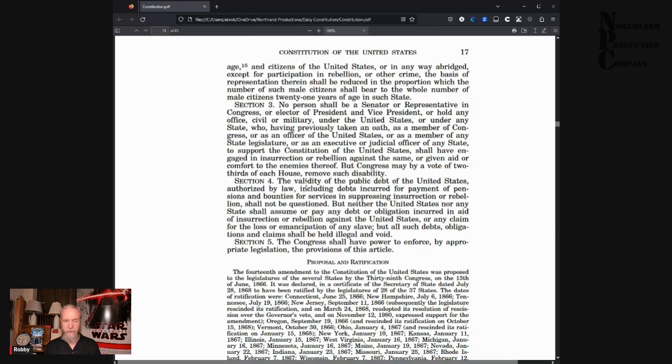Section 4. The validity of the public debt of the United States, authorized by law, including debts incurred for payment of pensions and bounties for services in suppressing insurrection or rebellion, shall not be questioned. But neither the United States nor any state shall assume or pay any debt or obligation incurred in aid of insurrection or rebellion against the United States, or any claim for the loss or emancipation of any slave; but all such debts, obligations, and claims shall be held illegal and void. Section 5. The Congress shall have the power to enforce by appropriate legislation the provisions of this article.